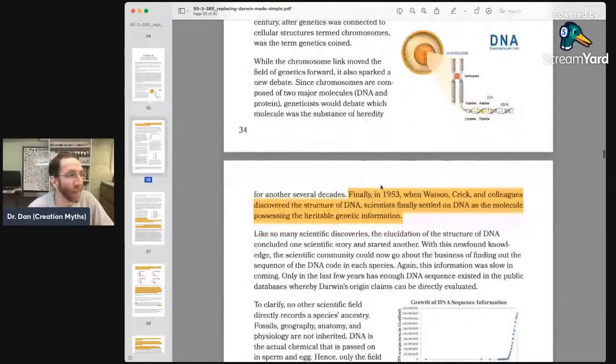This is a funny one. In 1953, Watson and Crick and colleagues discovered the structure of DNA. Scientists finally settled on DNA as the molecule possessing the heritable genetic information. That's not true. It wasn't Watson and Crick that demonstrated, and I'll use the word prove, that convinced everyone that DNA was actually the genetic molecule. It's actually my favorite experiment of all time.